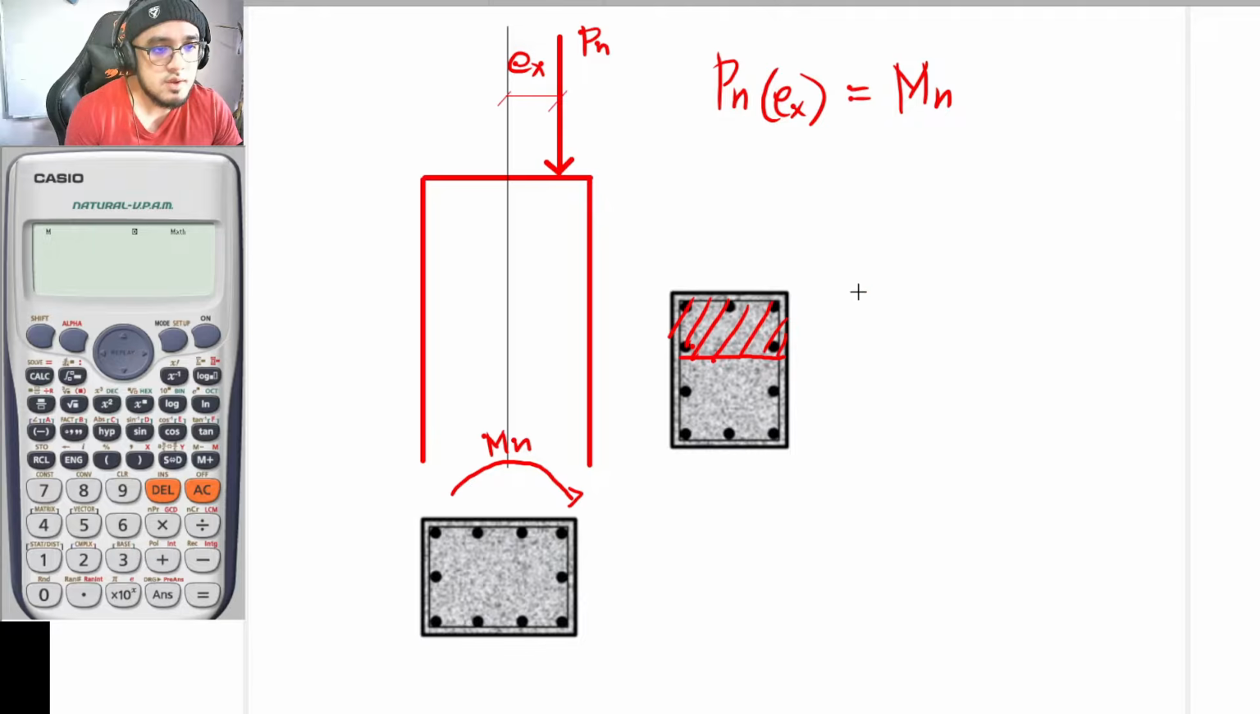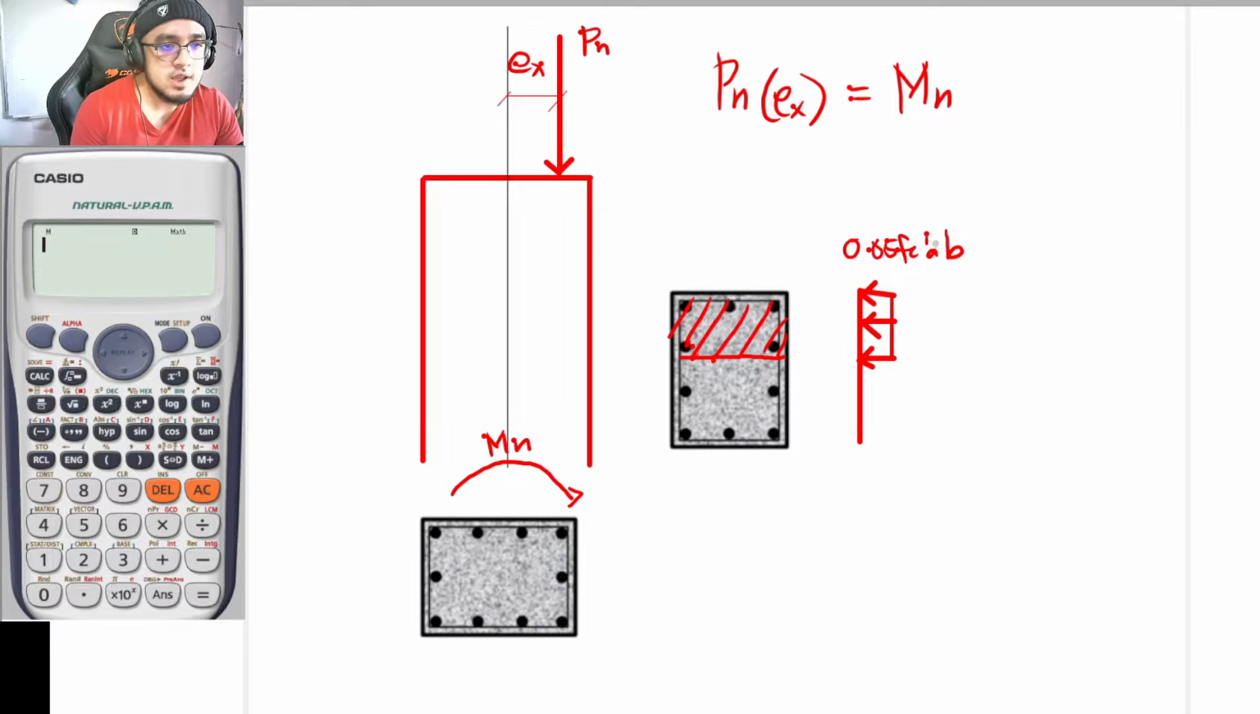Okay, so if this is to be the stress diagram, of course, this is now to be the stress due to concrete compression. So once again, this is to be 0.85, just be writing it here. So 0.85 f'c ab. Whereas for the value for your a, this is to be equal to beta 1 c.